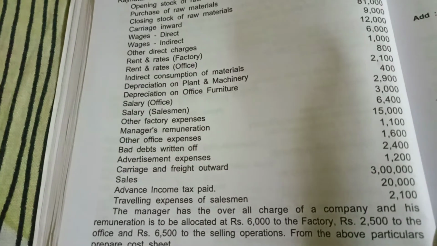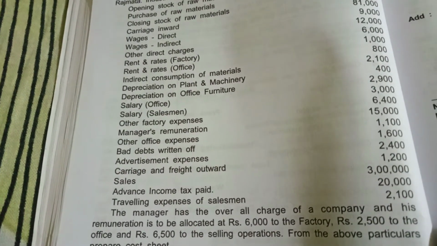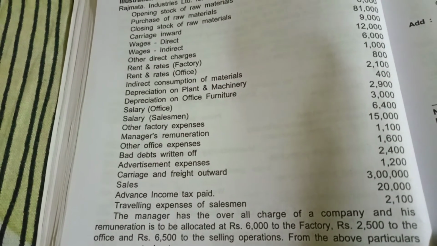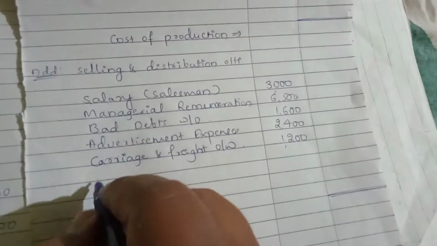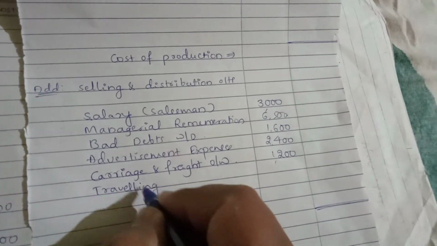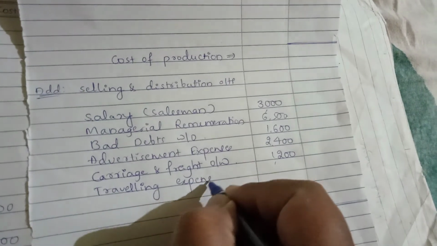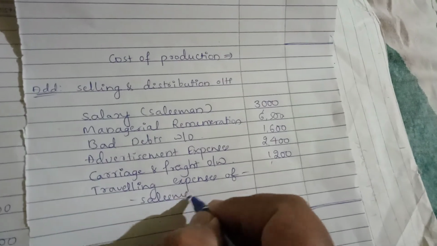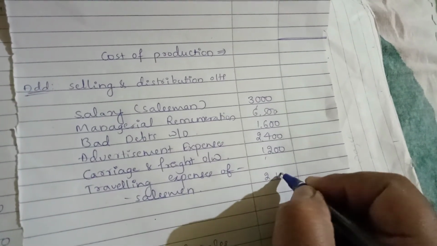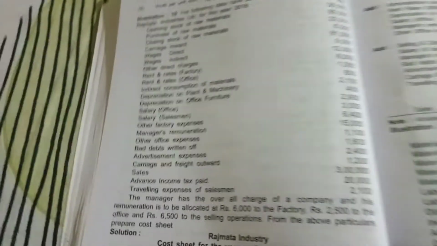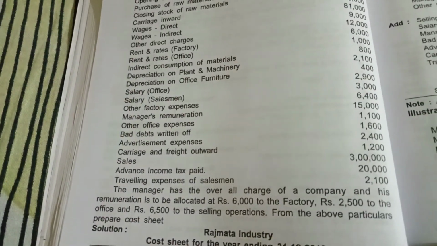Leave it. Traveling expenses of a salesman are incurred so as to motivate the sales only. That is why I will show them under the selling and distribution overhead. So here I will show traveling expenses of salesman, amounted to rupees 2,100. Now all the items which have been given are over. The paragraph is also over.